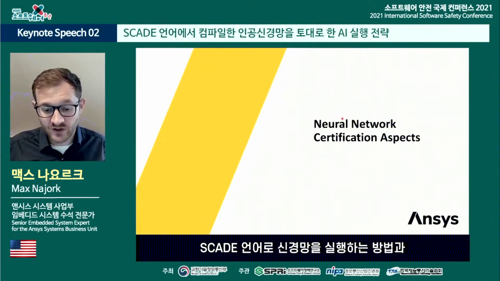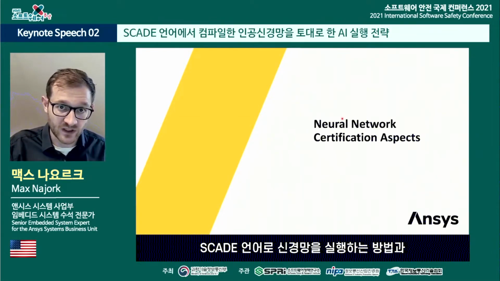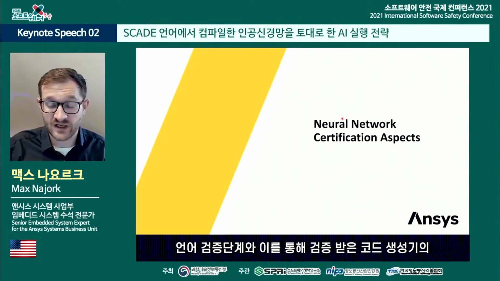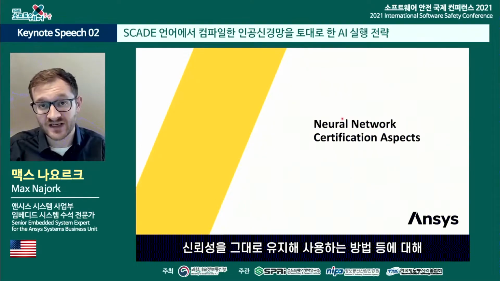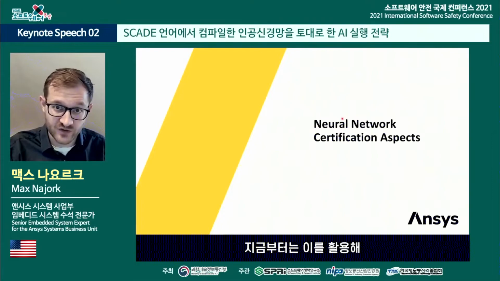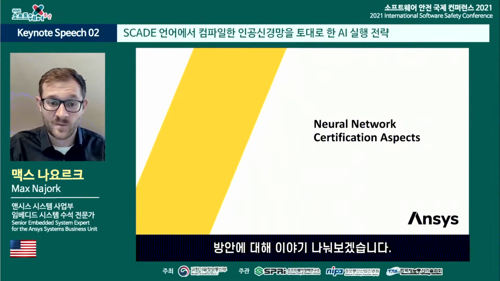So having talked about how we can implement a neural network in Scade language, having talked about the qualification and the qualification credit we can take from the language and the qualified code generator, let's continue now and discuss how this fits into a certifiable flow.